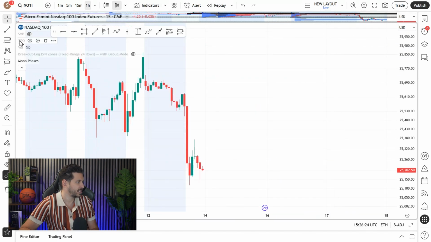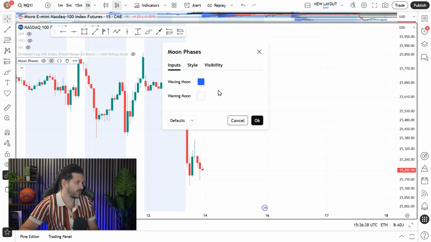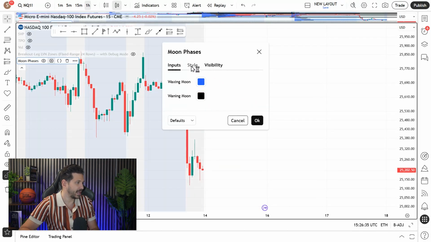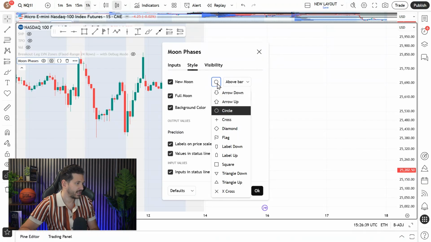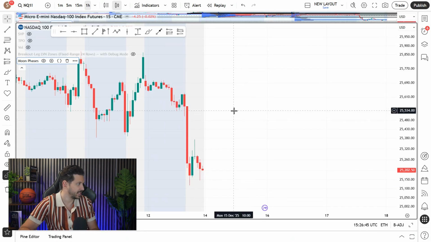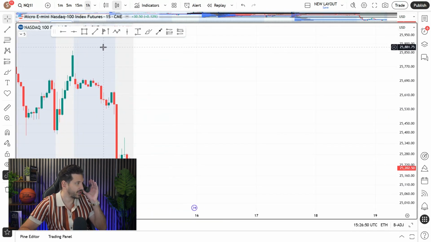Let's have a look. Let's get some of the inputs. Right, so waxing will be blue, waning I'll make black, and for the styles, a new moon we will make a diamond, and a full moon a circle. Seems pretty fitting. Alright, cool. So now we're going to figure out some rules. Before we do it, we're going to figure out some rules.